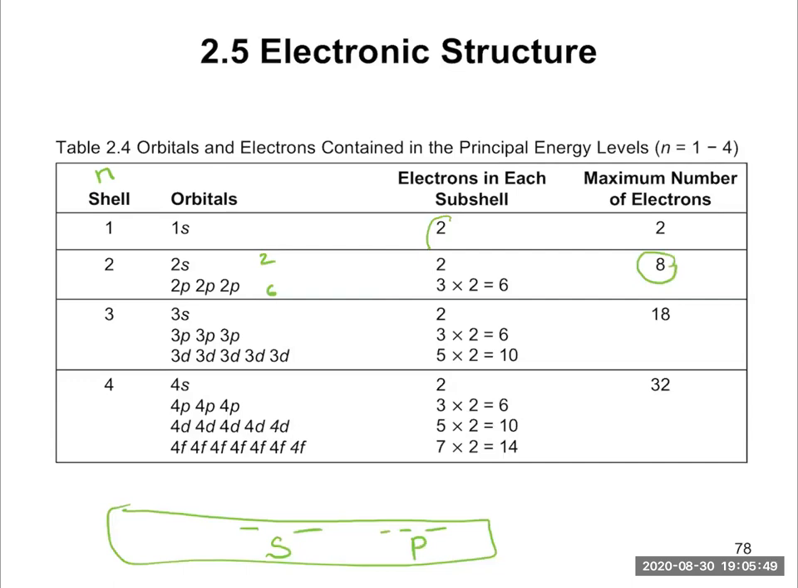In n equals 3, you're going to hold 18 electrons, 2 from s, 6 from p, and 10 from d. In n equals 4, you're going to be able to hold 32 electrons, 2 from s, 6 from p, 10 from d, and 14 from f. This table is extremely important.